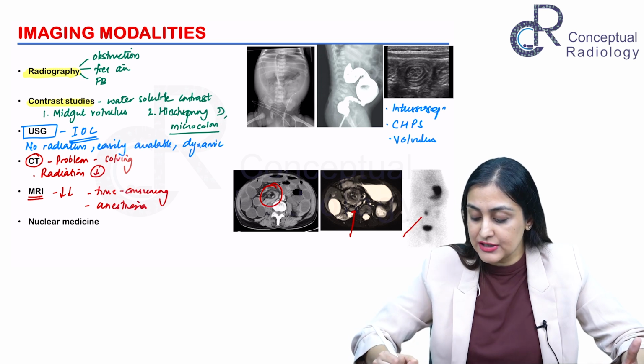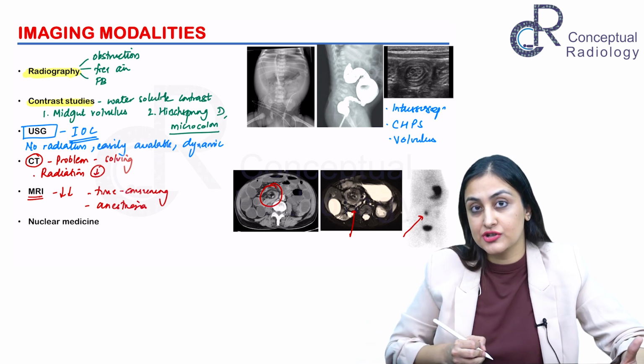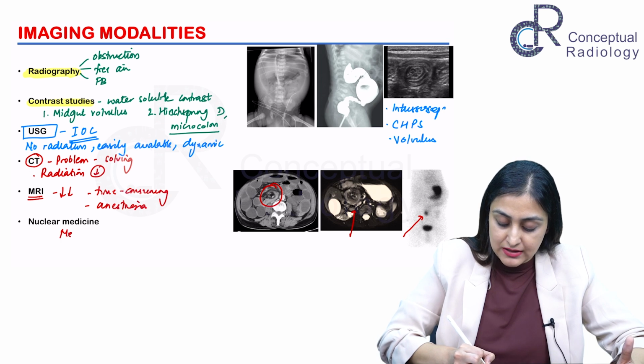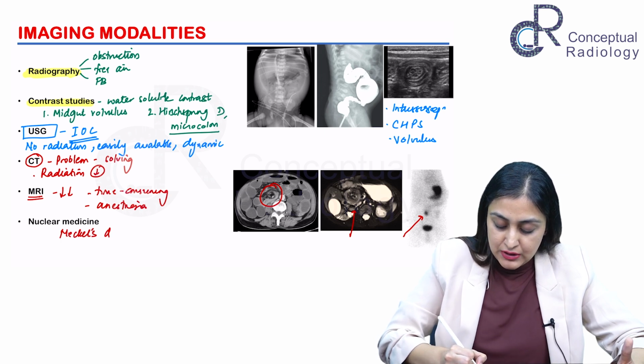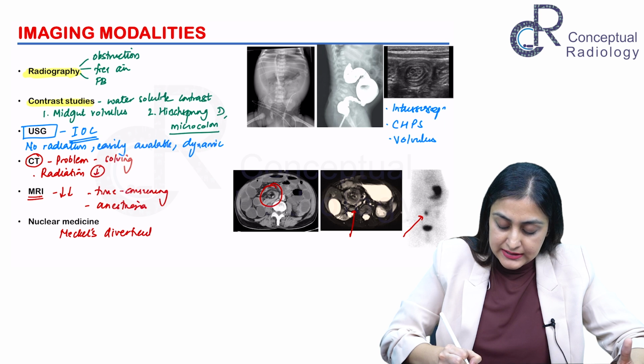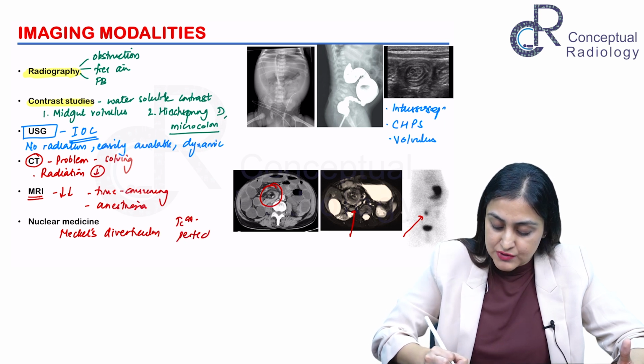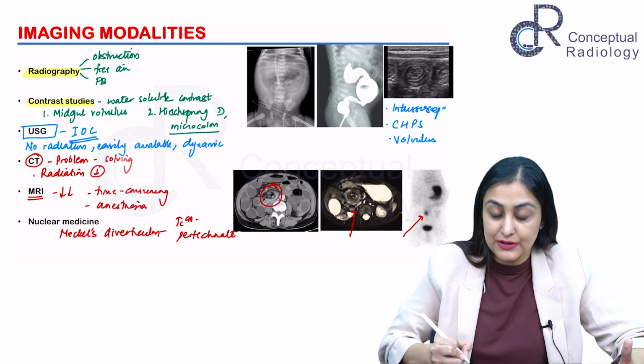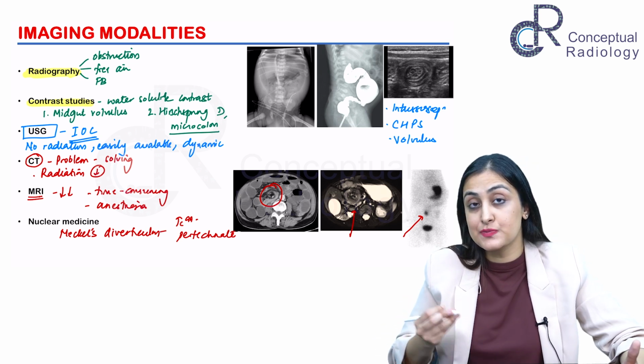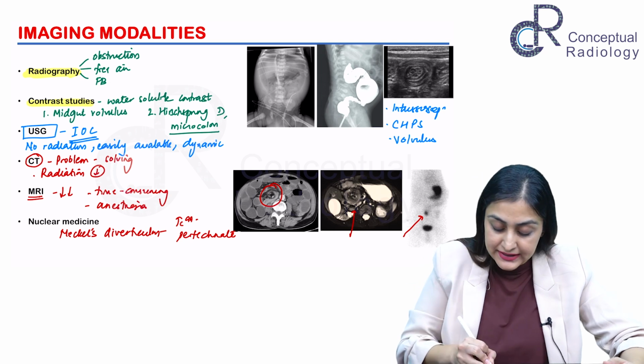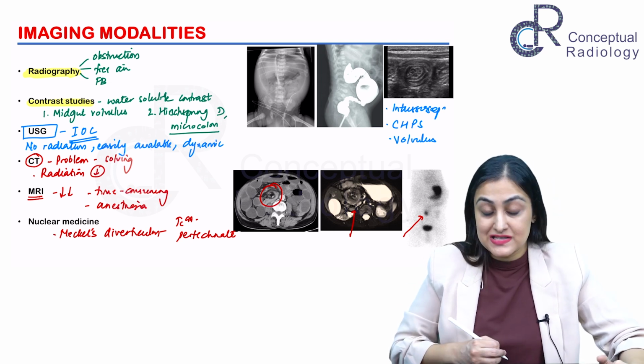Nuclear medicine has a niche role, like this particular condition that I'm showing here, which is a Meckel's diverticulum, right? So this is particularly the study that is technetium 99m pertechnetate, which is the best investigation for evaluation of a Meckel's diverticulum that's presenting as a lower GI bleed. So there is where nuclear medicine comes into play.